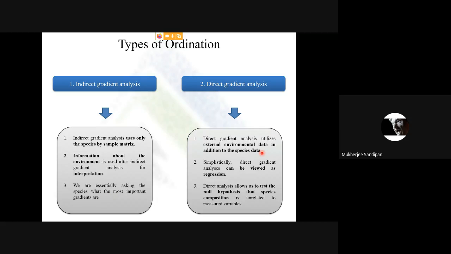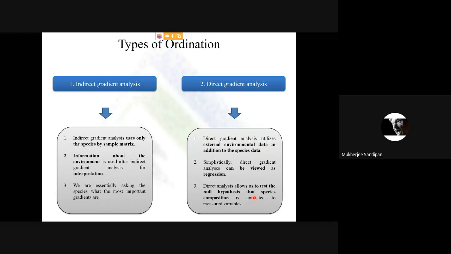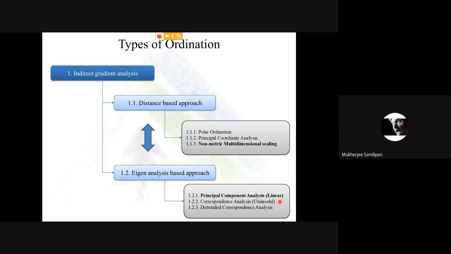But direct gradient analysis uses external environmental data in addition to the species data. So when we do direct gradient analysis, it is more like regression analysis. Direct analysis allows us to test the null hypothesis that species composition is unrelated to measured variables. In terms of indirect gradient analysis, again, there are two different methods: one is distance-based approach, and the other is eigen analysis-based approach.